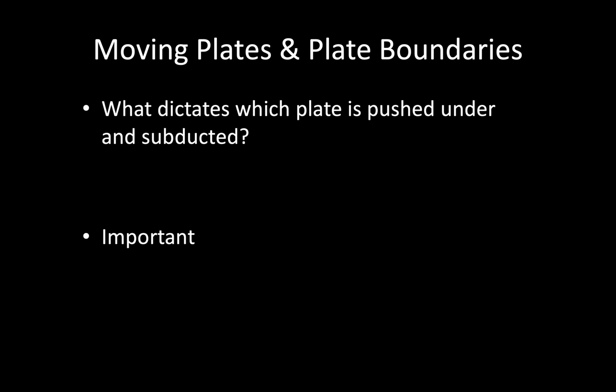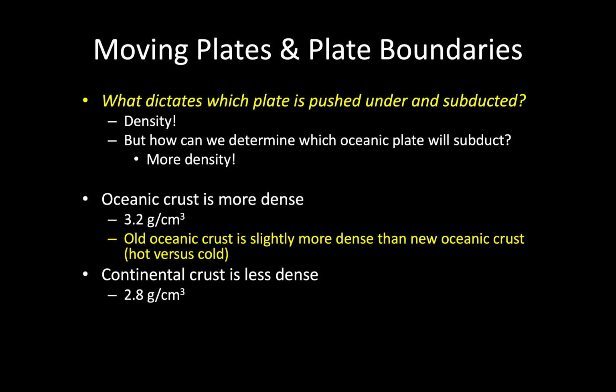So now we know in a convergent plate boundary, a lot of the times we see subduction happening. This is pretty important. How do we figure out which plate is subducted? Density. So which one is more dense, oceanic or continental? Well, you know this, it's oceanic crust.